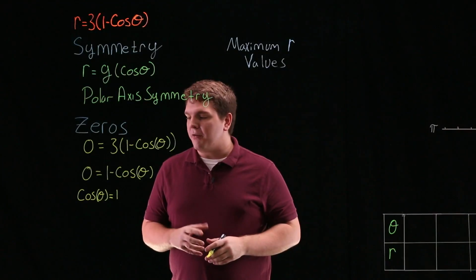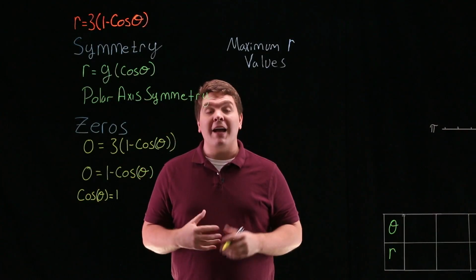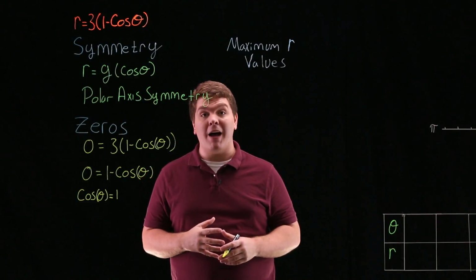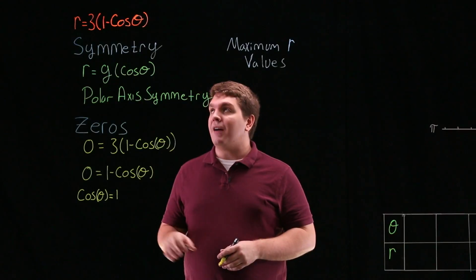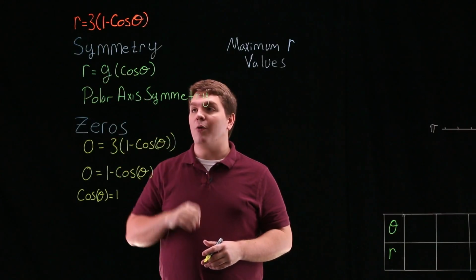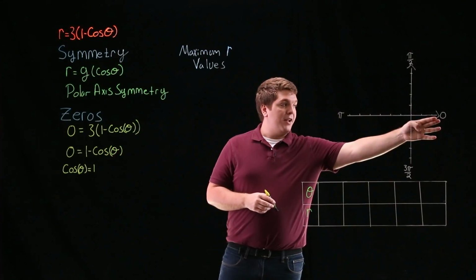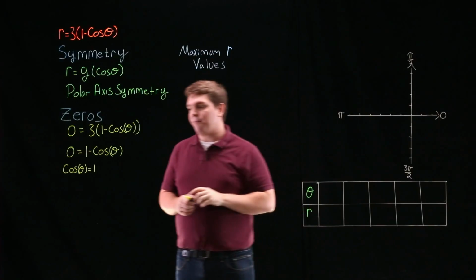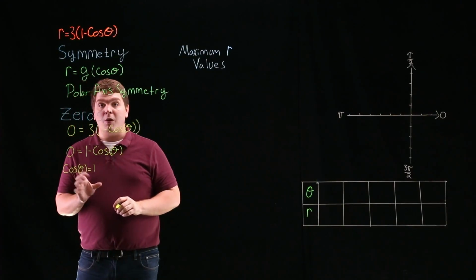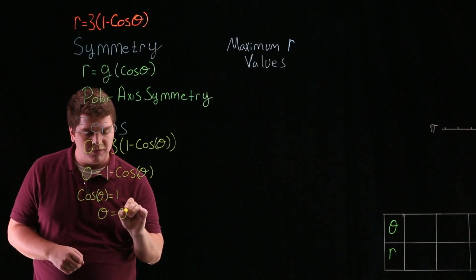Now, in order to solve for theta, we'll want to note that cosine of theta equals 1 at even multiples of pi. But since we're trying to sketch the graph, and we know that our graph is symmetric with respect to the polar axis, we only need to concern ourselves with values of theta between 0 and pi. The only time that cosine of theta is equal to 1 on the interval from 0 to pi is when theta equals 0.